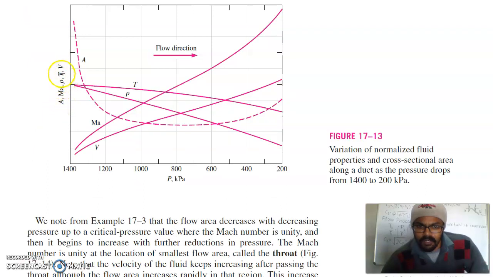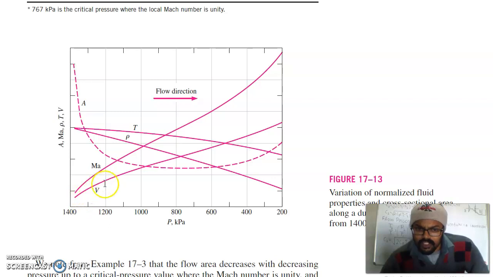These parameters are plotted graphically with respect to the drop in pressure, from the inlet of the nozzle at 1200 kilopascal, 1000 kilopascal, down to the throat, which is 767. You can see the velocity of the gas is increasing continuously throughout the nozzle. Temperature will drop continuously throughout the nozzle. Density will also drop because the gas is expanding. And the area first decreases, reaches a minimum value, and then again starts to increase.